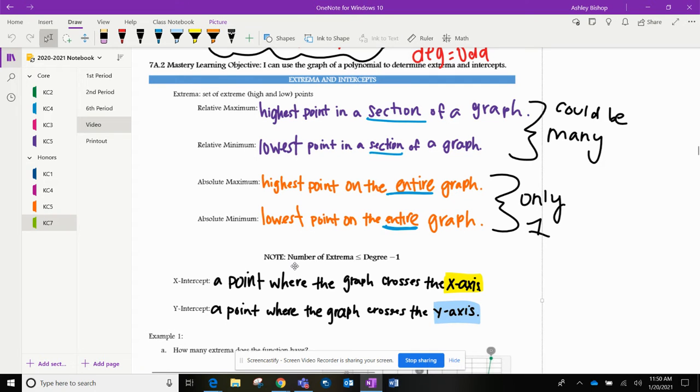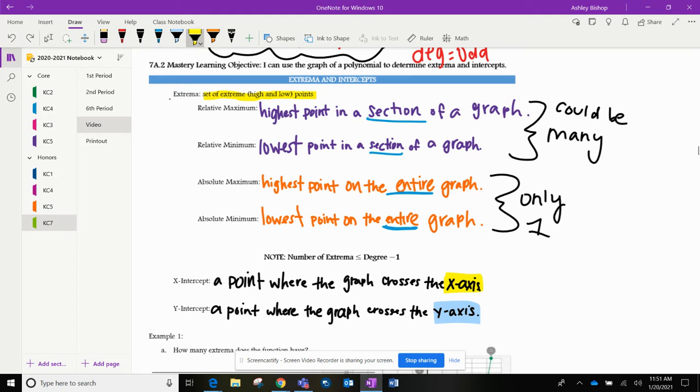But we're going to talk about extrema. An extrema is a set of extreme high and low points. So really the maximums and the minimums of a graph. So if we are talking about something that is a relative maximum, that means it's the highest point in a section of a graph. The key word here is that it's a section of the graph.